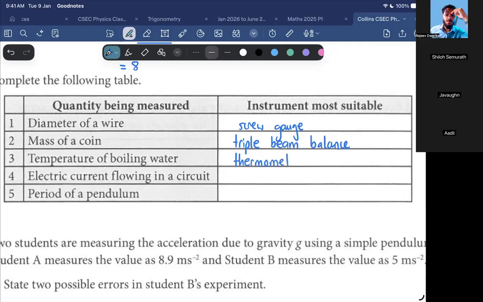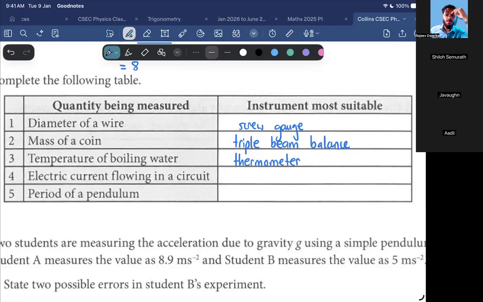But there are three main types: clinical, laboratory, and what's the other one again? The multimeter? What's the other one again? Mercury? No, I'm not talking about that one. I'm talking about the thermocouple. Thermocouple, yes, the thermocouple.